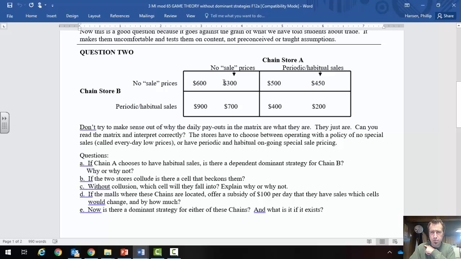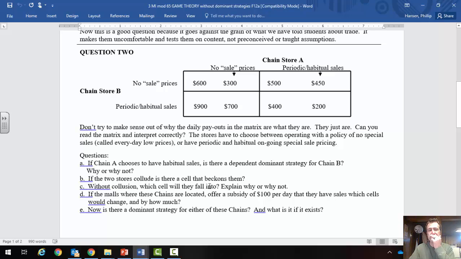Chain store A can have 300, 450, 700, or 200. The most that chain store A can make is 700. Same square as chain store B. It's the largest amount of money. So yeah, if they both colluded, chain store B would have habitual sales and chain store A would have no sales. They would both make the most profit. Now, the question C, though, is without collusion, which cell will they fall into?